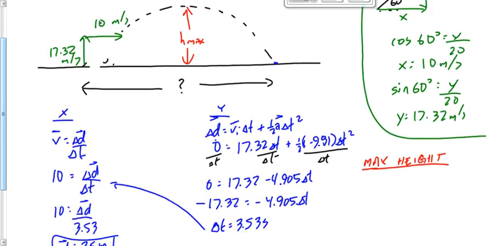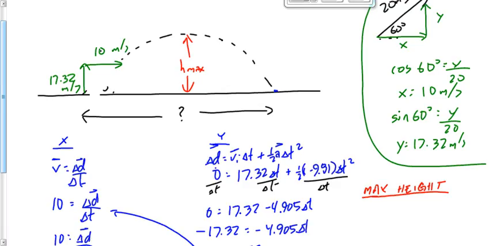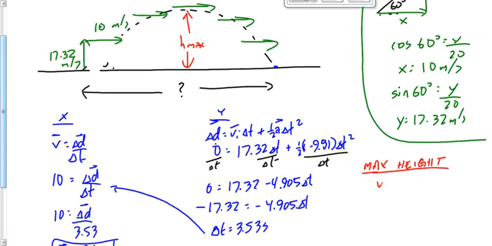Tell me what happens. Horizontally, the velocity remains 10 meters per second the whole time. It doesn't change horizontally. But vertically, what happens to that 17.32 as the ball goes up into the air? It slows down. So 17, 15, 12, 10, 5, 3, 2, 1. And when it reaches its max height, how fast is it moving vertically? 0. So let's say at max height, VF is 0 meters per second.